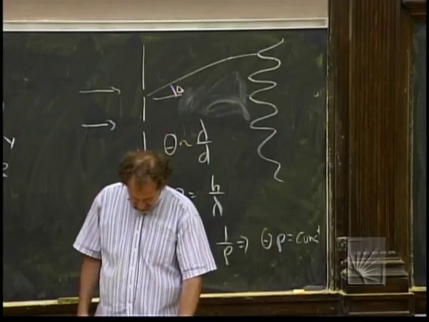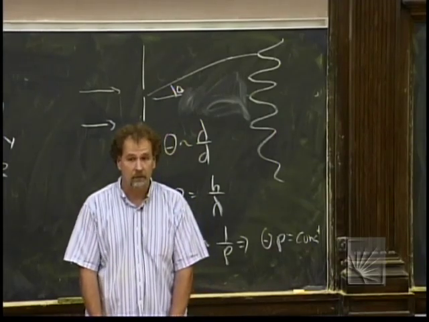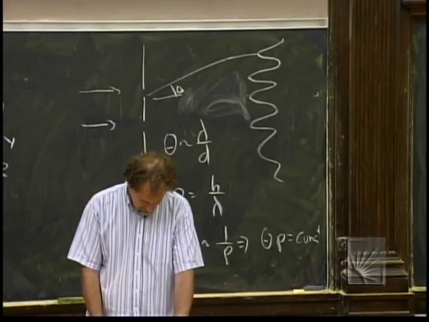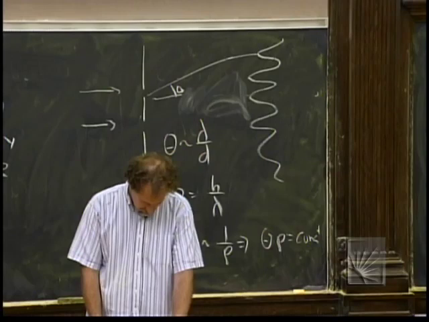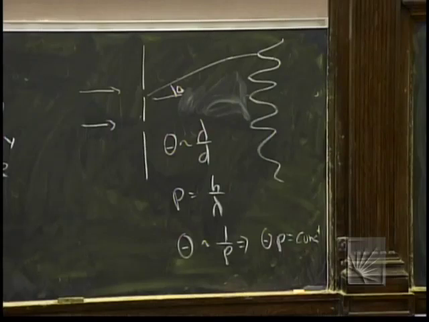Okay? So that's the uncertainty principle. You can't simultaneously determine the position of something and its momentum at the same time. Okay? Let me talk a second more about what I mean by this, though.